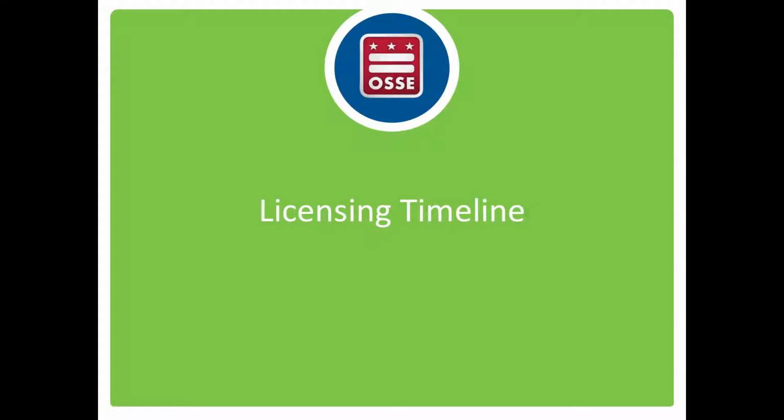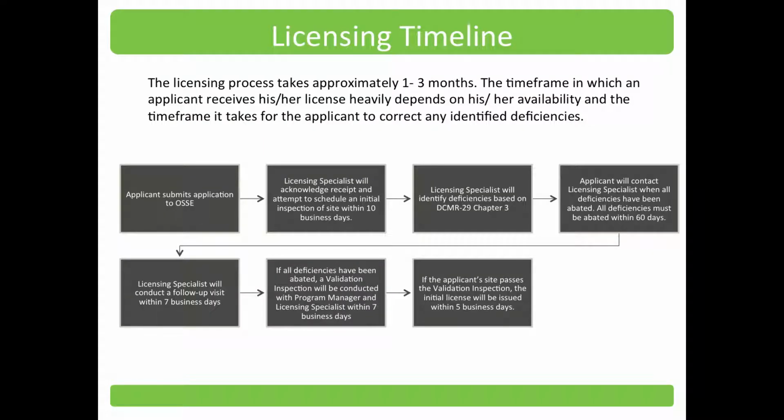Licensing timeline. This section will review the licensing process timeline from start to finish. The licensing process takes approximately 1 to 3 months. The time frame in which an applicant receives his or her license heavily depends on his or her availability and the time frame it takes for the applicant to correct any identified deficiencies.